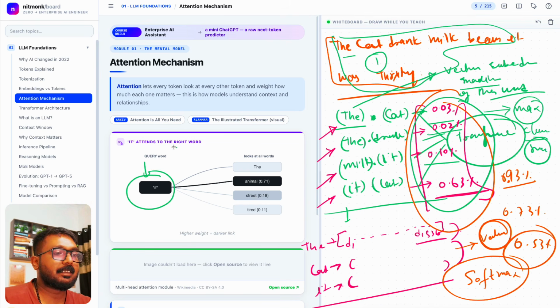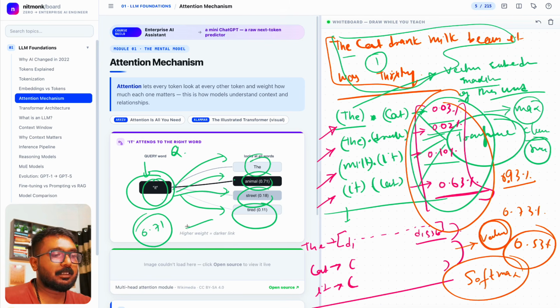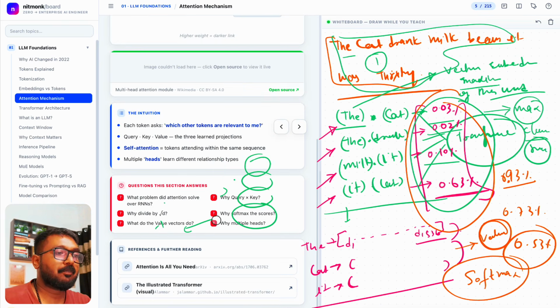So the query word is the q, and it looks at all the words: the, then animal, then street, then tired, and it calculates these values. It says that "it" is 0.71 connected to "animal". So we say that "it" and "animal" could have a very close relationship. I have added these two papers over here also, so you can look at them: Attention Is All You Need, and the illustration about the complete working of this transformer and the attention mechanism.